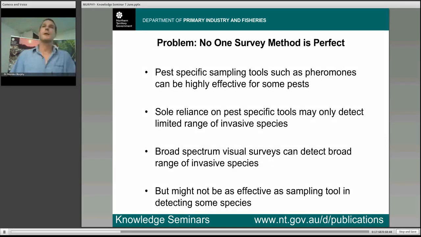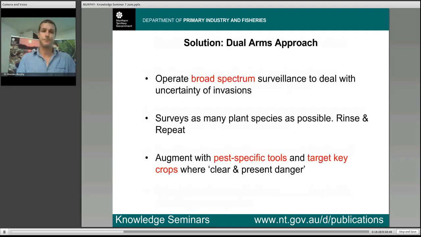So this is encapsulated in the fact that no one survey method is perfect. Pheromones can detect either one species or a small group of closely related species, but reliance on these tools leads to huge gaps in your detection capability. The other option is to have broad spectrum visual surveys, people walking around surveying vegetation, but again, we're not going to be able to find everything, and some tools, such as pheromones, will actually find a population a lot quicker than visual surveys. So the solution that we used in New Zealand was to deploy a dual-armed approach.